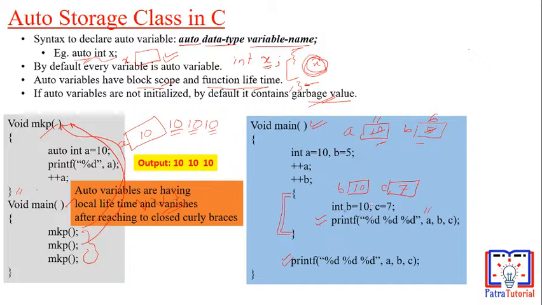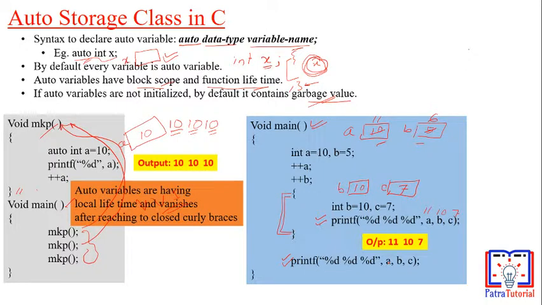That means if b is not inside this block, then it will search outside the block, but since b is present inside this block, it will print this one, not the outer one. So it will print 10 and 7. So the output will be 11, 10 and 7.